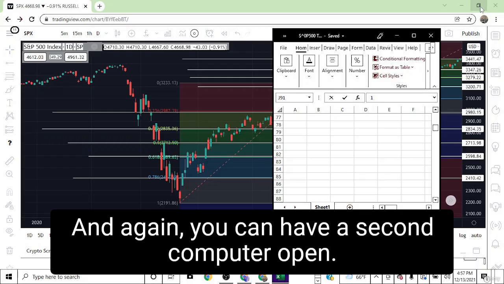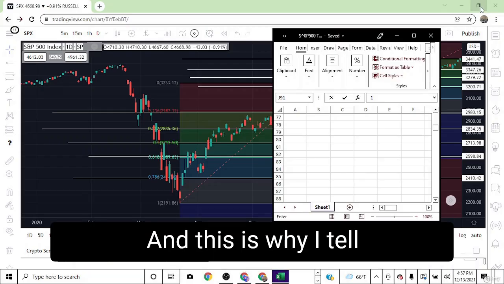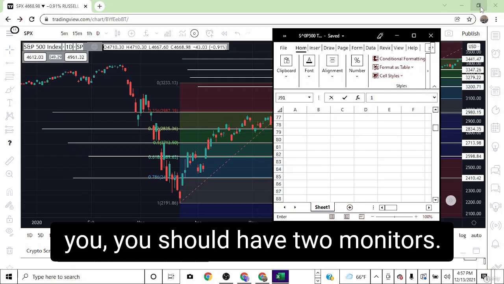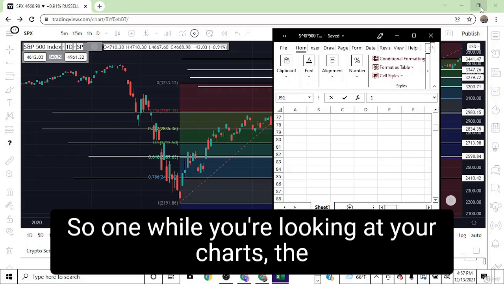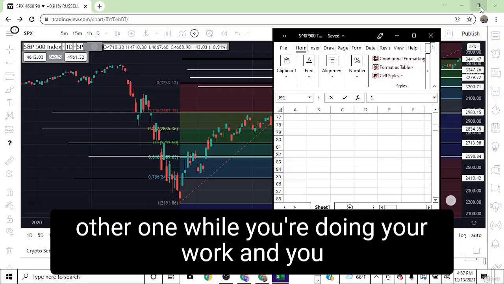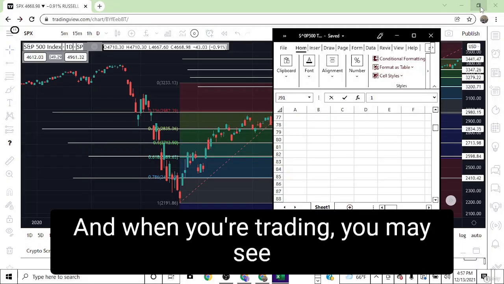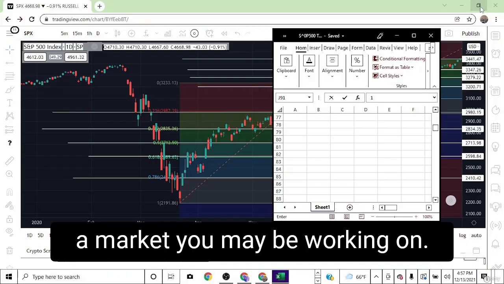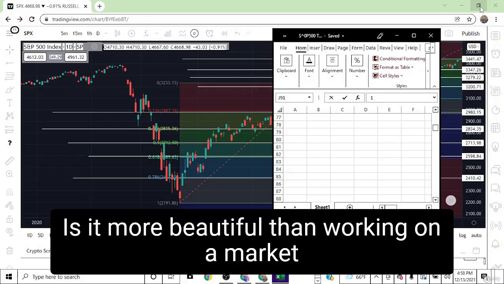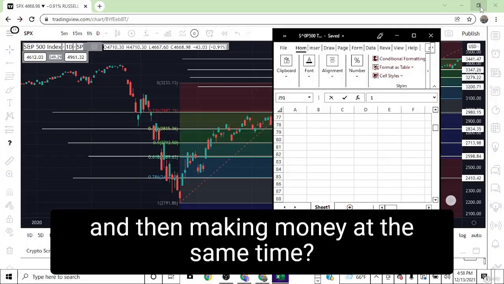Second computer open, and this is why I tell you that you should have two monitors: one while you're looking at your charts, the other one while you're doing your work. You could have an extra monitor open, and when you're trading, you may see a market you may be working on. Isn't it more beautiful than working on a market and making money at the same time?